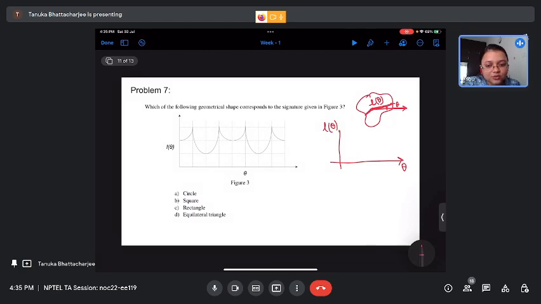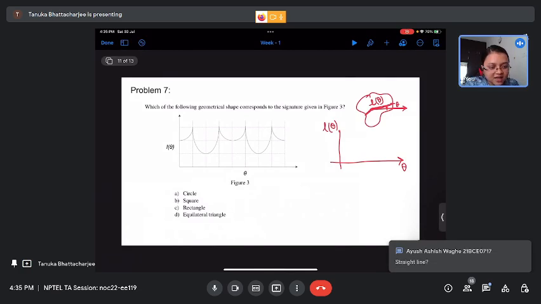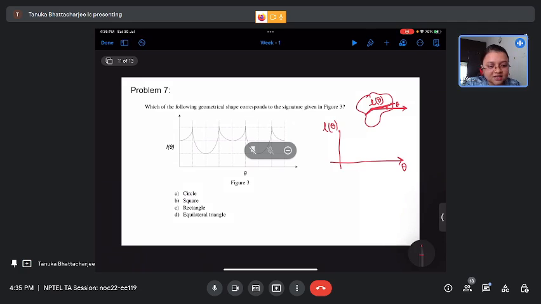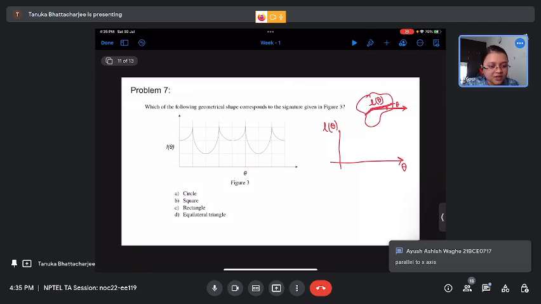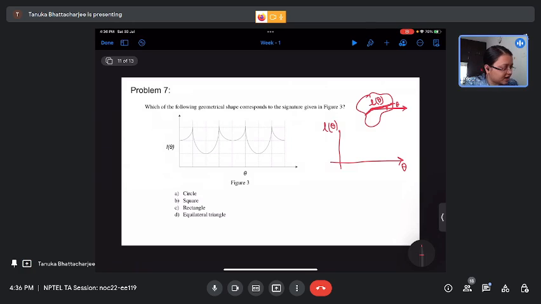Now based on this process, can any of you tell me what will be the signature of a circle? Yeah, we have got one answer from Ayush. Straight line, absolutely correct Ayush. Parallel to the x-axis, or you can say the theta axis here, since you are plotting against theta. I'll explain it for the others.